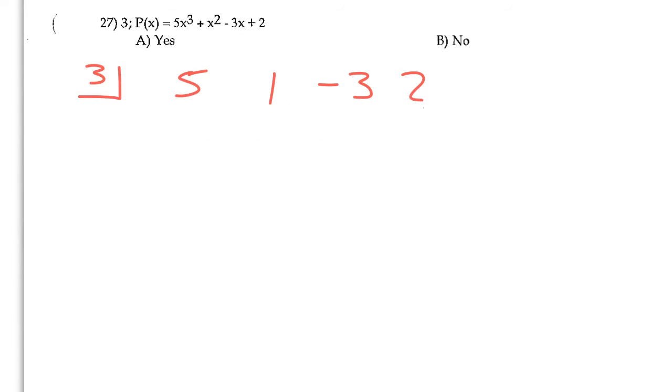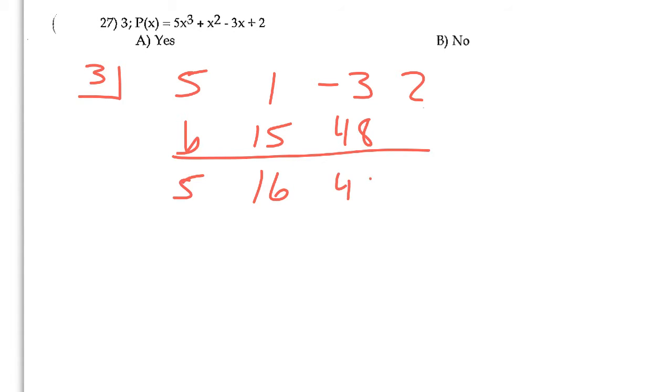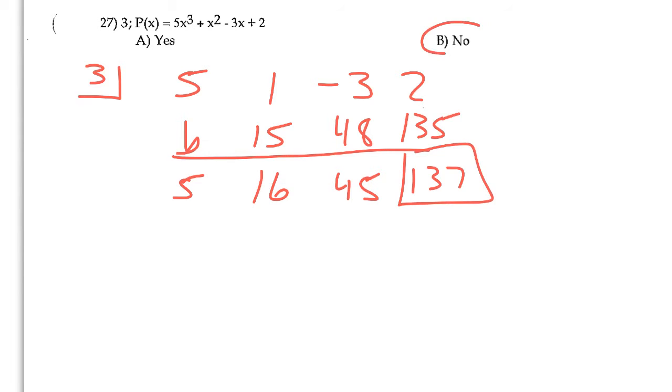But is 3 a 0 of this polynomial? Let's find out. Bring down the 5, multiply by 3, get 15, add together to get 16, multiply, get 48, add together, get 45. I don't like how this is going. 45 times 3 is 135, add together, 137. That isn't a 0, so no, it is not a 0. 3 is not a 0 of that polynomial.